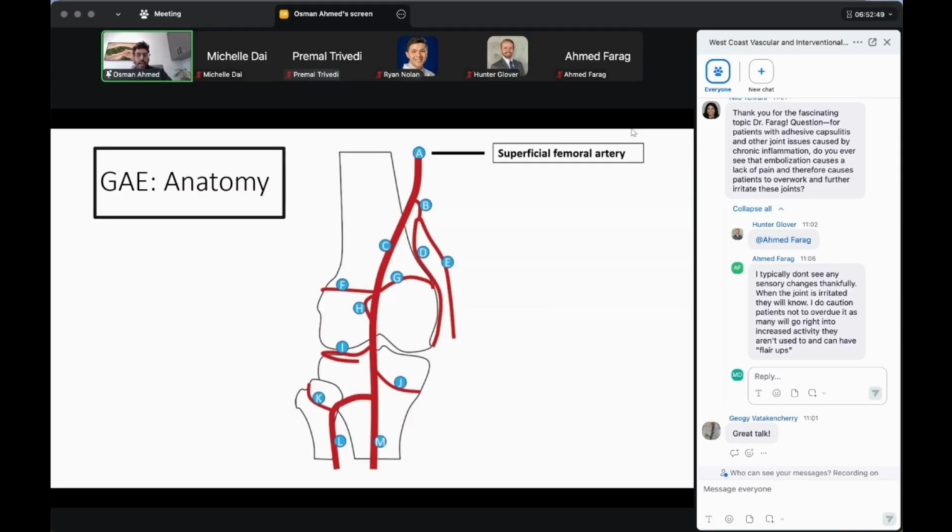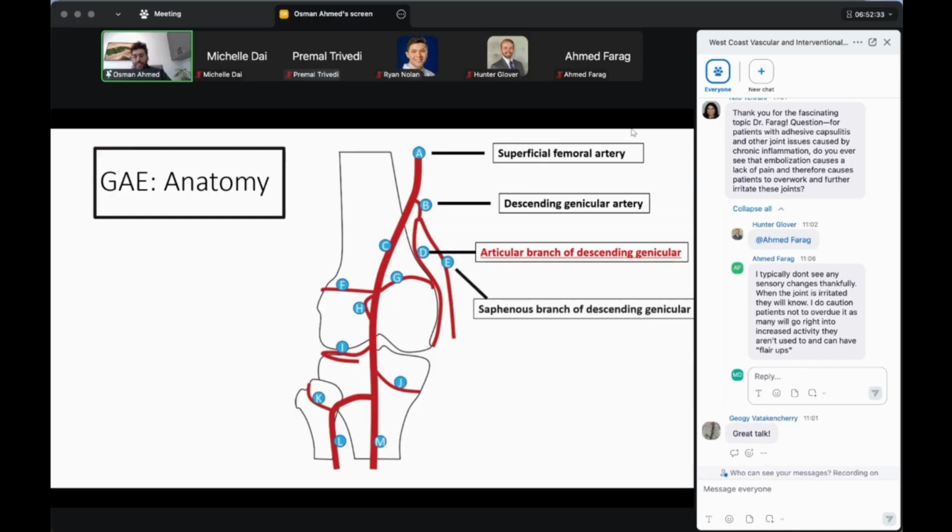So we have, coming down the femoral artery, we basically have the descending genicular artery. This is one of the most important arteries that we do in GAE. And specifically, it's the articular branch of the descending genicular. So it's kind of that inside track or more medial artery. Then we also have the saphenous branch of the descending. This is the artery we want to avoid. This goes mainly to skin and nerves.